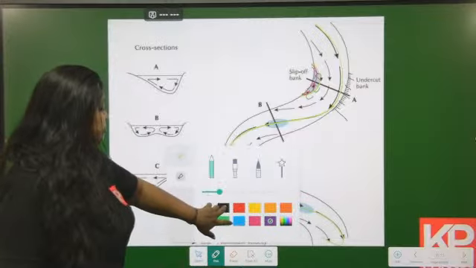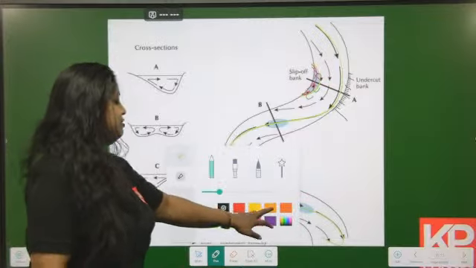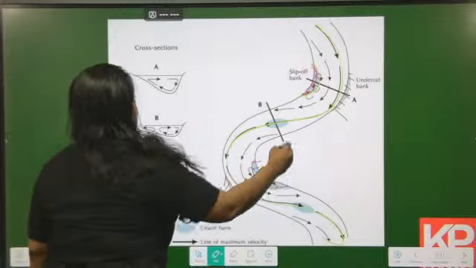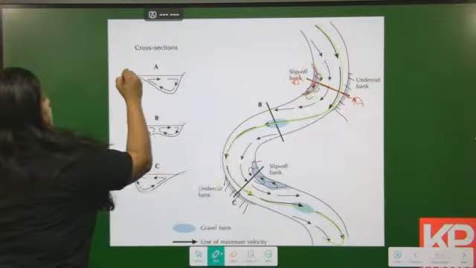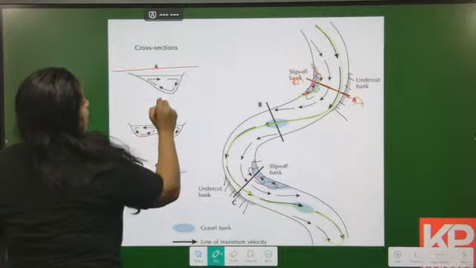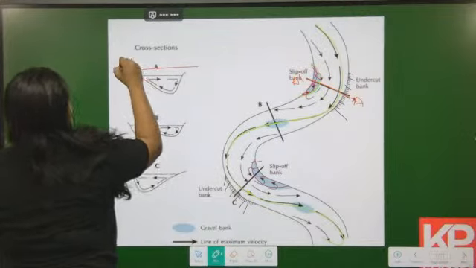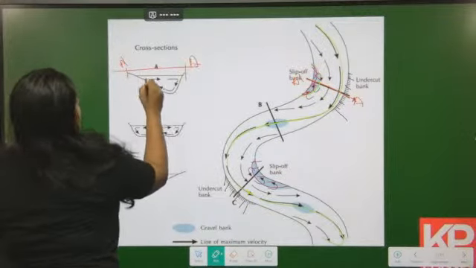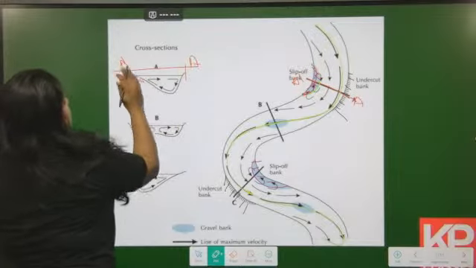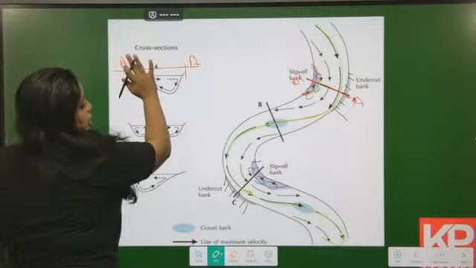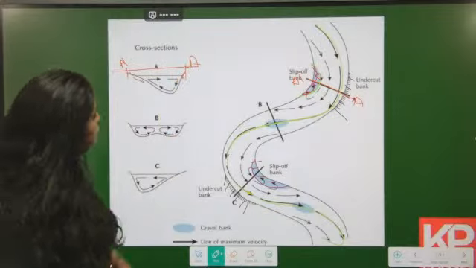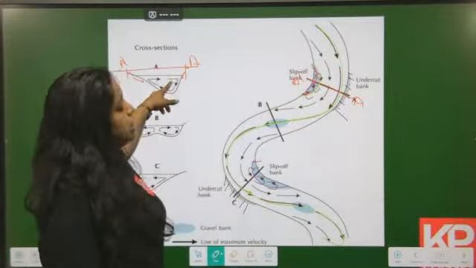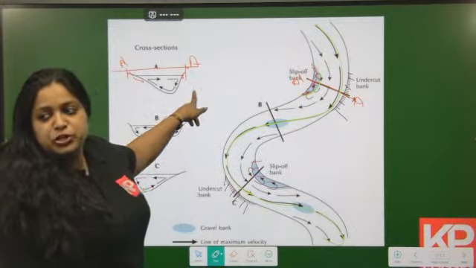If I draw a cross-sectional view of this particular channel along A to A dash, it looks like this. At A dash, deposition has happened, hence it is shallower over here. Towards side A, high velocity water comes, hence more undercutting takes place at this particular side.